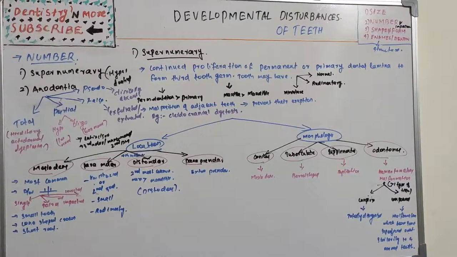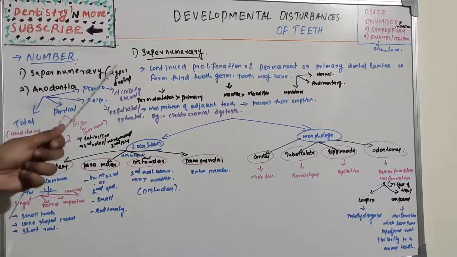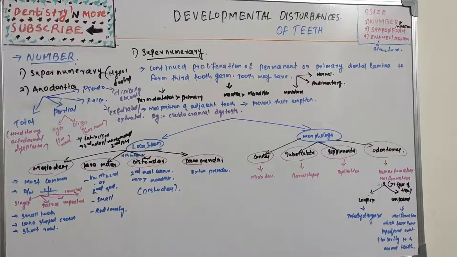And another condition is pseudo anodontia. In pseudo anodontia, the teeth are actually present but not clinically present. So it could be impacted, it could be delayed eruption. In these conditions, the jaw appears to be without teeth, one or more teeth, or many teeth. That condition is known as pseudo anodontia. The teeth might erupt, or might not erupt, but the teeth are there inside the gums or inside the jaw. So that is known as pseudo anodontia, which is clinically absent teeth due to impaction or delayed eruption. So these are the four types of anodontia.